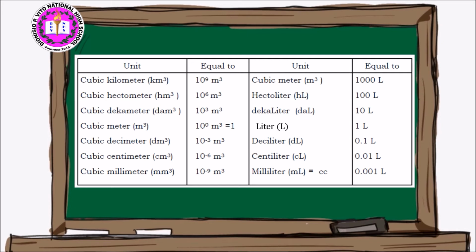Cubic meter is equal to 10 raised to 0 cubic meter, or equal to 1. And liter is equal to 1 liter. Cubic decimeter is equal to 10 raised to negative 3 cubic meter. Deciliter is equal to 1/10 liter. Cubic centimeter is equal to 10 raised to negative 6 cubic meter. Centiliter is equal to 1/100 liter. And cubic millimeter is equal to 10 raised to negative 9 cubic meter, and milliliter is equal to 1/1,000 liter.